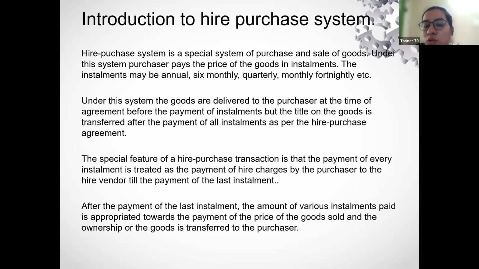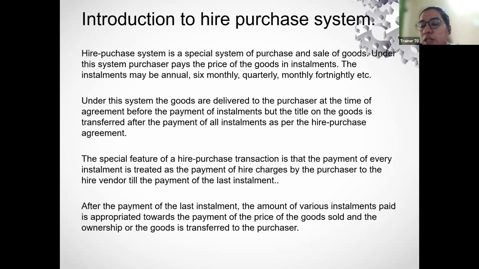Under the system, the goods are delivered to the purchaser at the time of agreement, before the payment of installment, but the title on the goods, which is also known as ownership of the goods, is transferred only after the payment of all the installments as per this system.